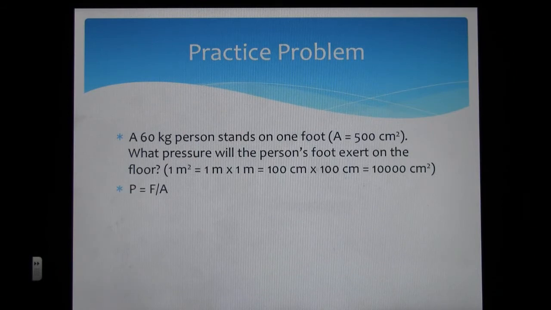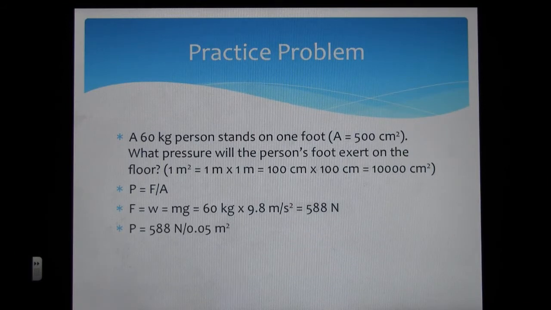Pressure is calculated using the formula force divided by area. In this case, force is the weight of the person, which is mass times the acceleration due to gravity, or 60 kilograms times 9.8 meters per second squared. Multiplying the two, we find the force to be 588 newtons. Plugging the force into our pressure equation, and also plugging in the area. Notice we've taken 500 centimeters squared and converted it, so it's now 0.05 meters squared.